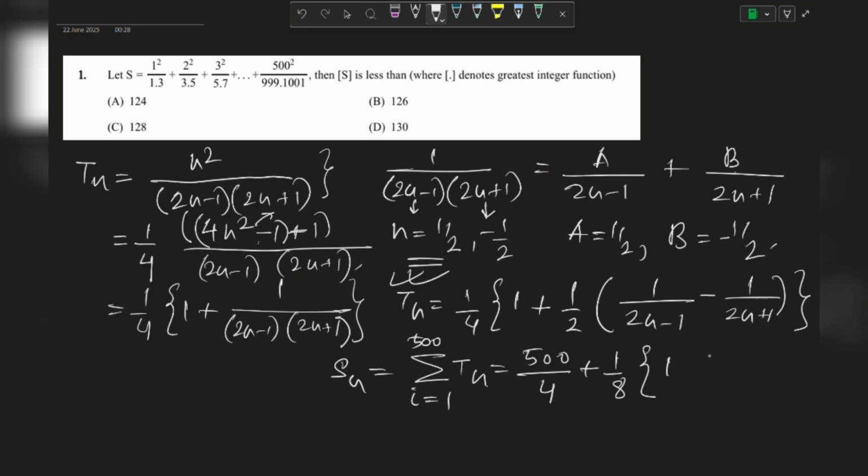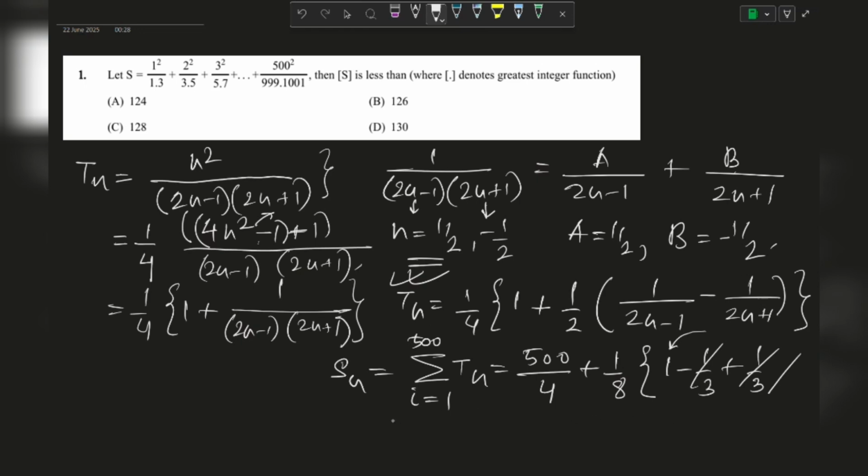If we put n equals 1, this will become 1 by 3, and again if we put n equals 2, this will become plus 1 by 3. So basically these terms will all get cancelled. Now one direct trick that you can use, I guess you all know this: the first term for i equals 1 is remaining, and for the last term i equals 500, this term will be remaining.